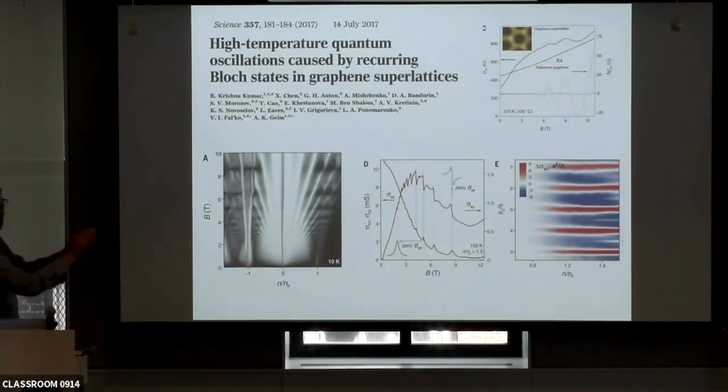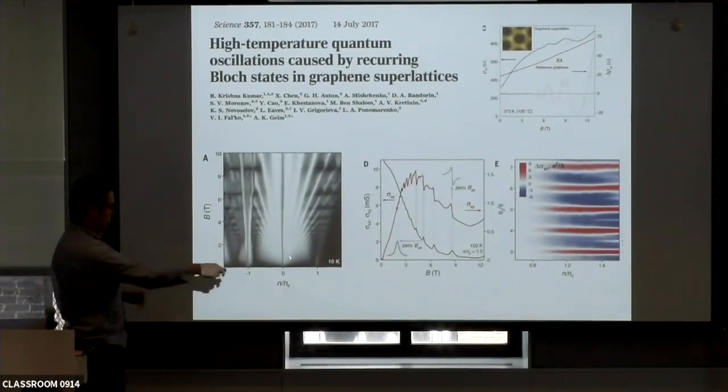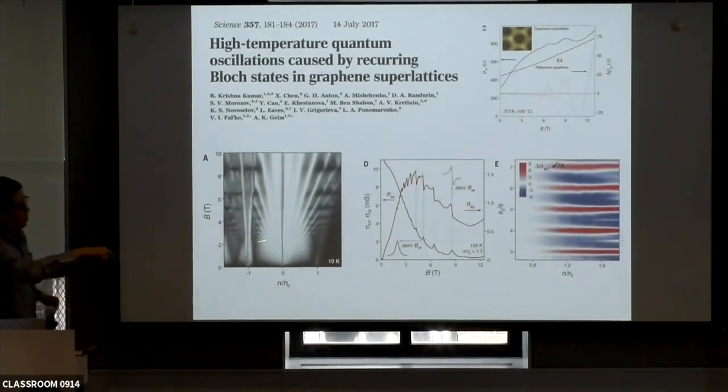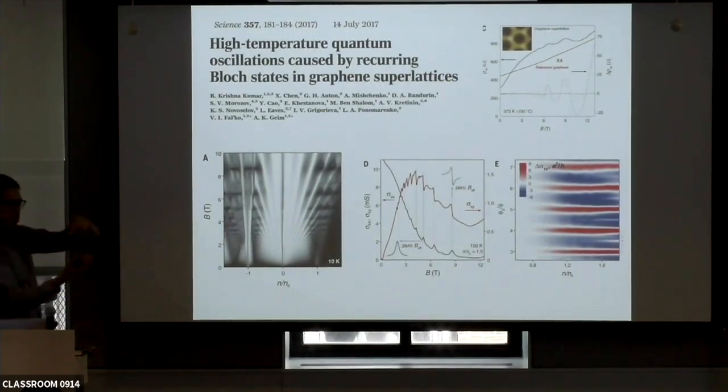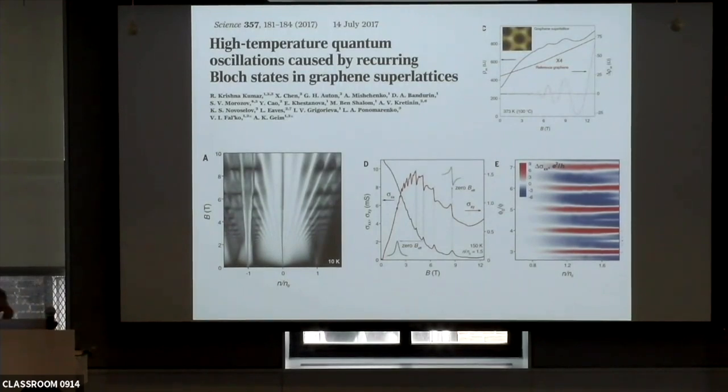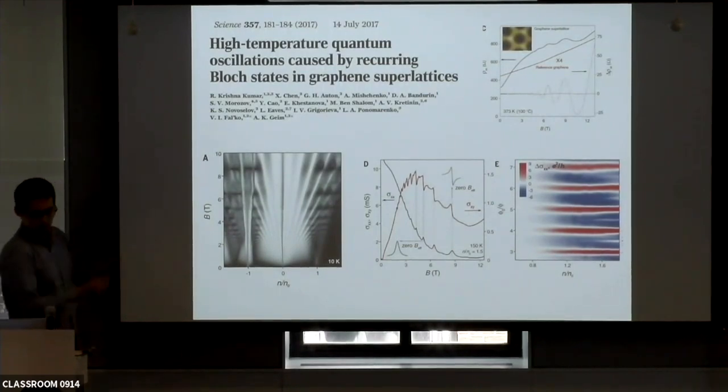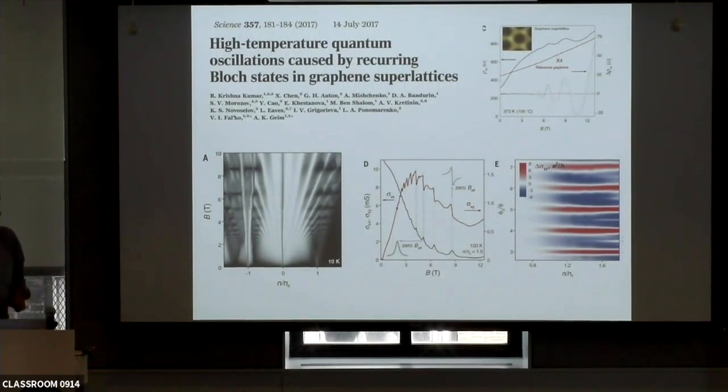So this is not quantum oscillation, because quantum oscillation creates this fan diagram. But here, it's independent. It's only related to the commensurate fitting of magnetic flux to the unit cell. So it really doesn't matter where your Fermi energy is. Now, how does this have anything to do with the three-dimensional system?